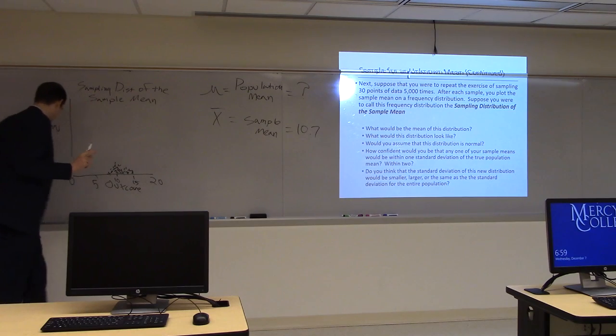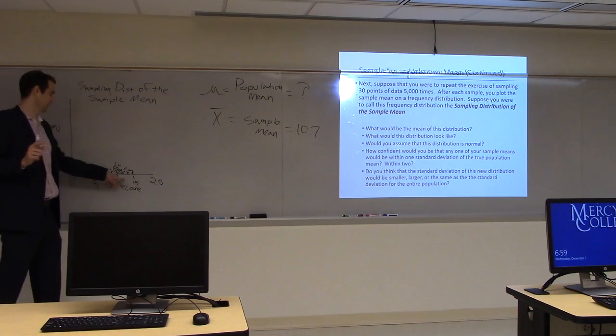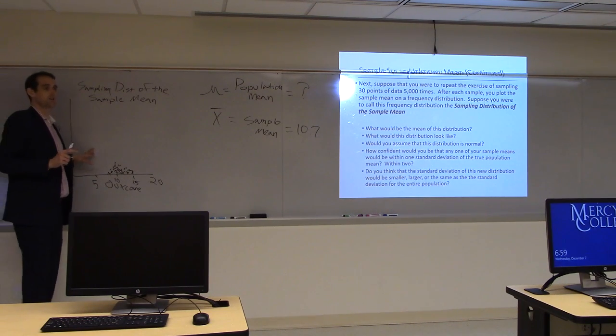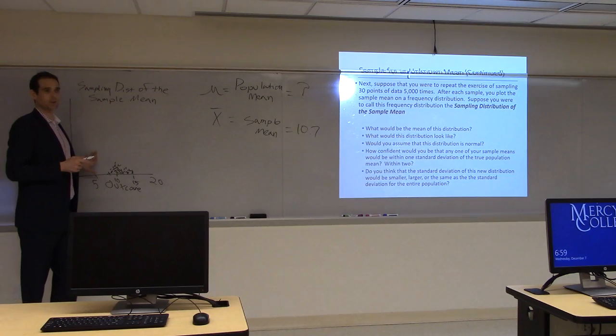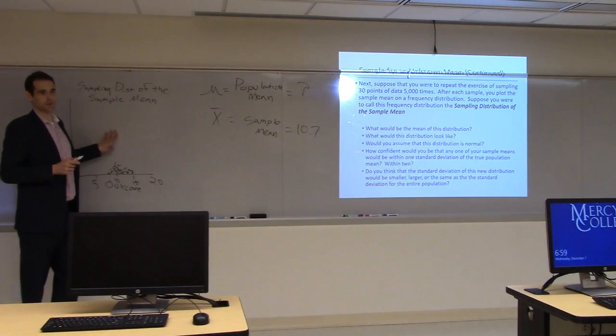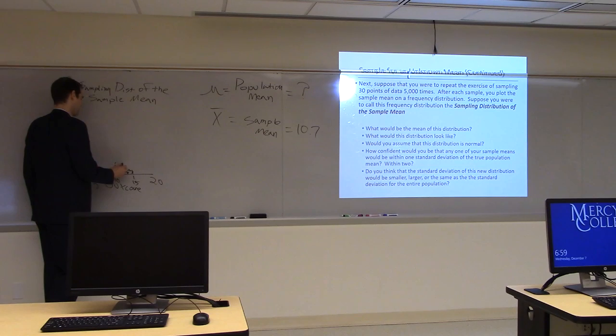We're going to keep doing it. Each time we do it, we're going to graph it on a frequency distribution: the outcome, the sample mean, on the horizontal axis, and how often we got it, the frequency, on the vertical axis. So same question I asked you last time. What do you think is going to be the most common outcome on this frequency distribution? 10. That's going to be the true population mean of 10, and that's going to be the most common outcome.